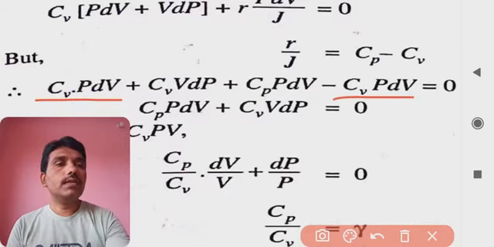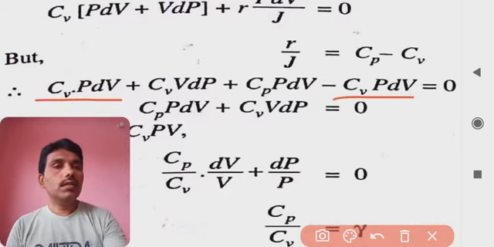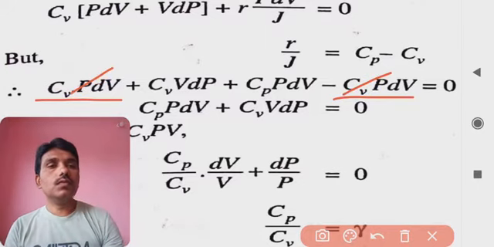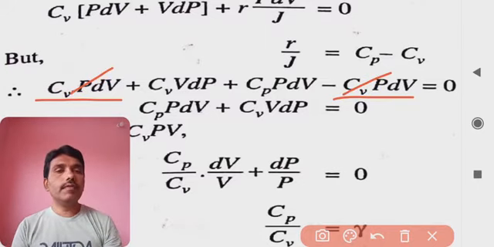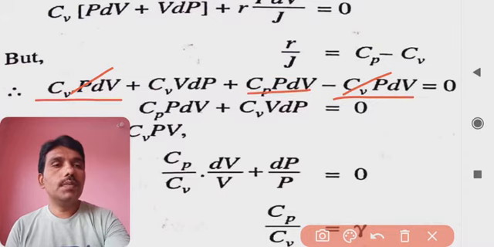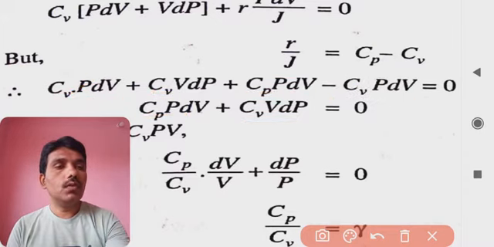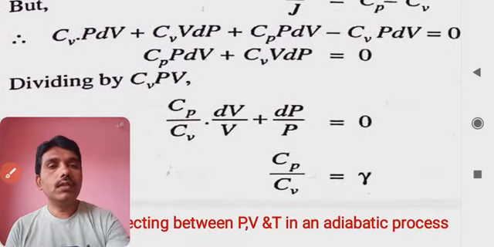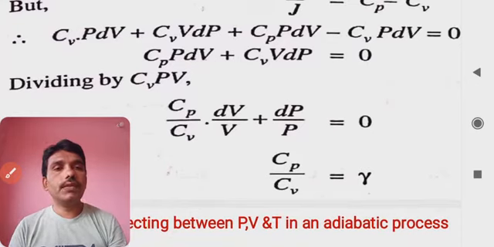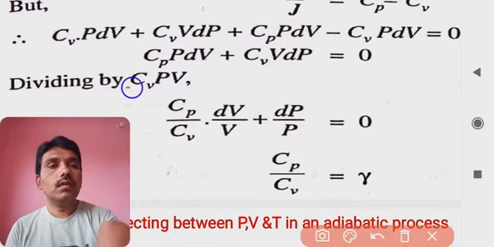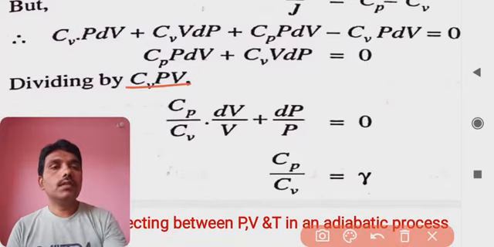So if you look at this case, where the Cv P dV here, Cv P dV and minus Cv P dV, this will go cancelled. This is what to be the case, and remaining value is Cp P dV and Cv V dP is equal to 0.